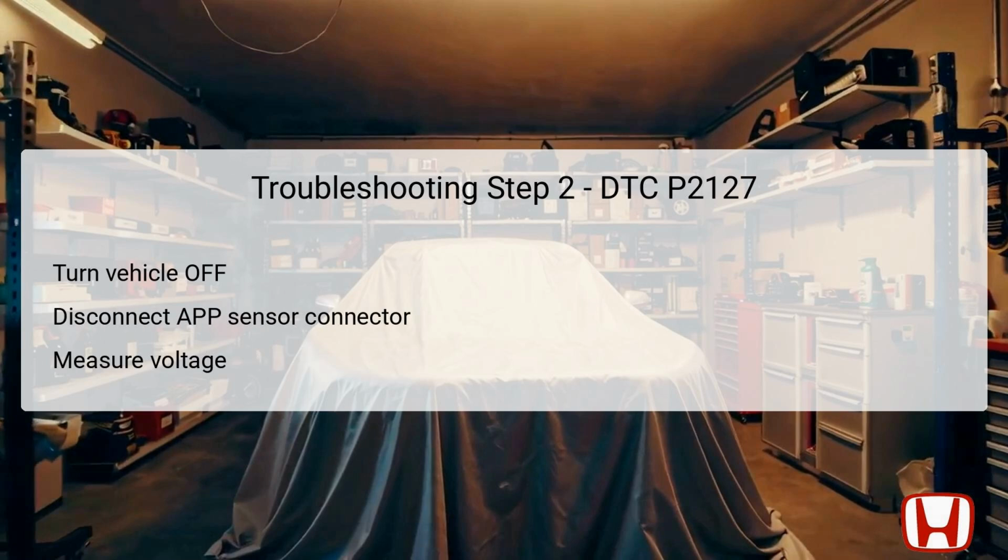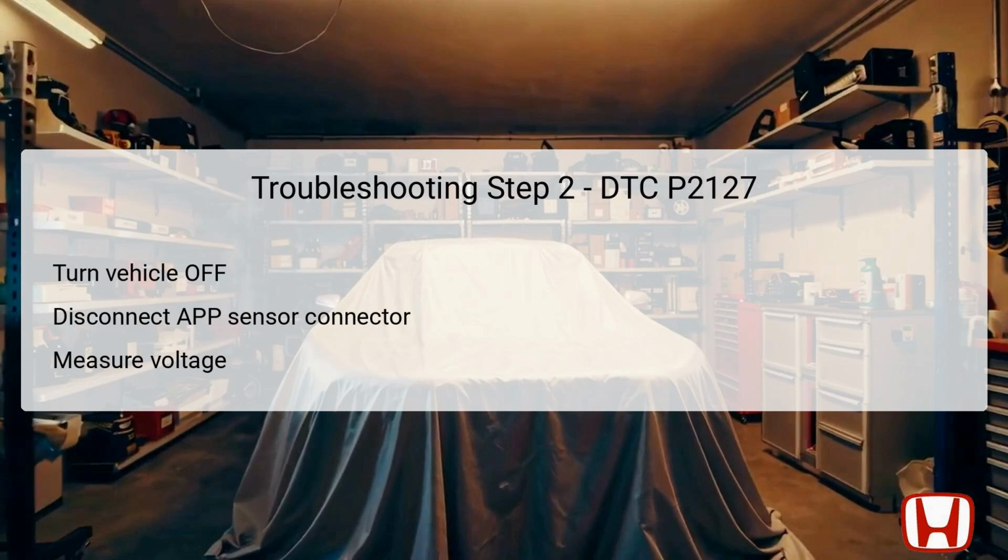For the second troubleshooting step, you will focus on isolating the voltage supply to the APP sensor. Start by turning the vehicle to the off or lock position. Once the vehicle is off, disconnect the 6P connector from the APP sensor. This will enable you to specifically test the voltage being supplied without interference from the sensor itself.